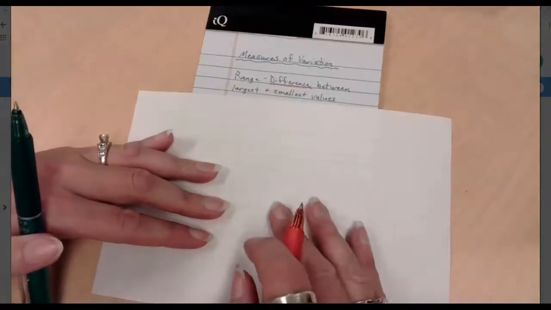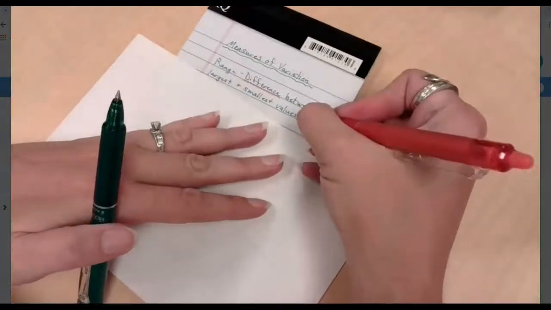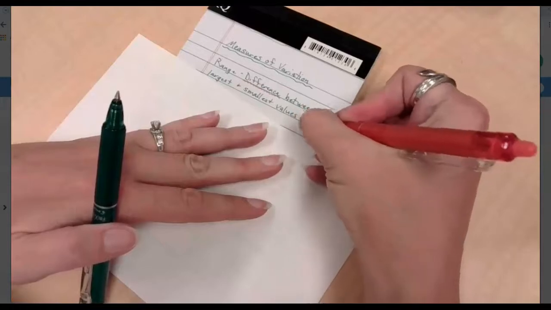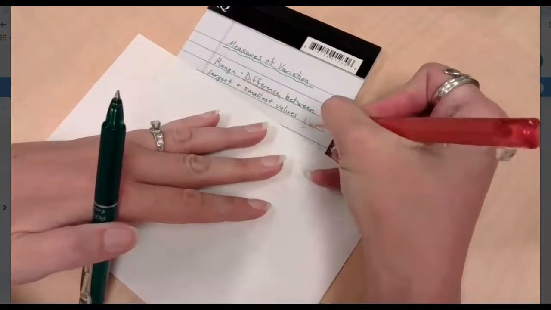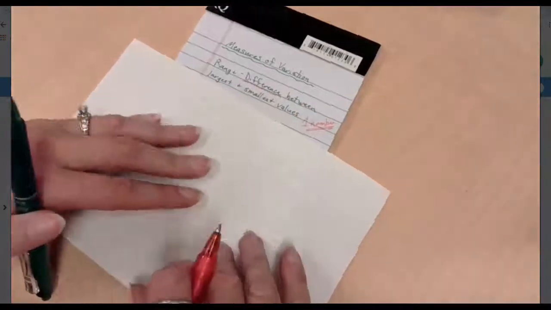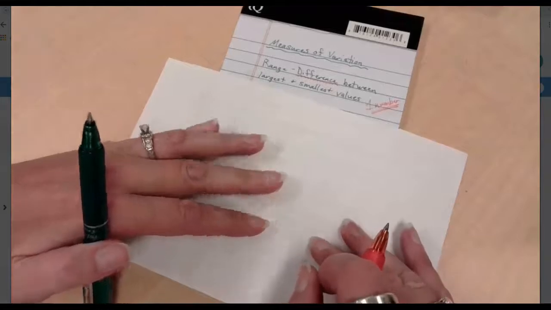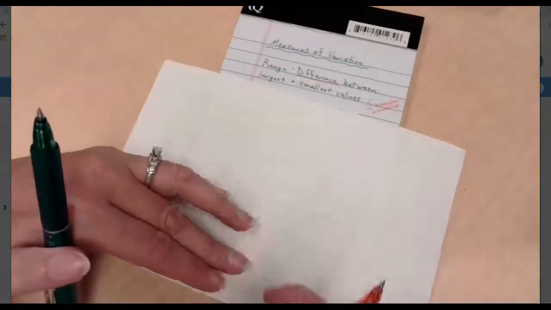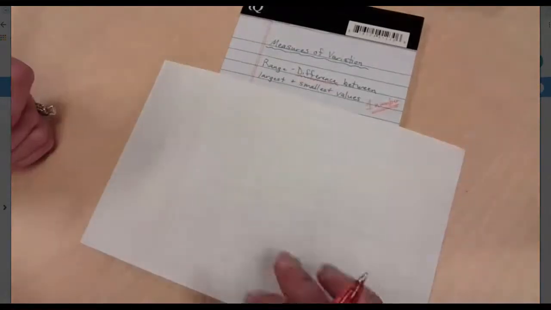All right? So for this, note to self, you want to have one number. If you are answering a range question with more than one number, you have a problem. All right, so one number, do the actual subtraction, and that's going to be your range, largest minus smallest.